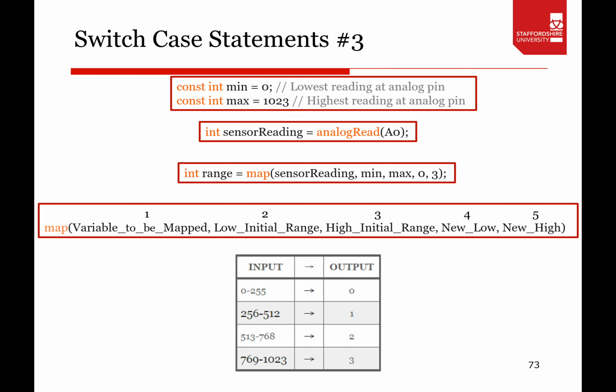So we've got a constant integer minimum as the reading on the lowest reading at an analog pin, and the constant integer max is 1023, the highest reading at an analog pin. We've got int sensorReading equals analogRead(A0). So analogRead the value at A0 and place it in the variable sensorReading.